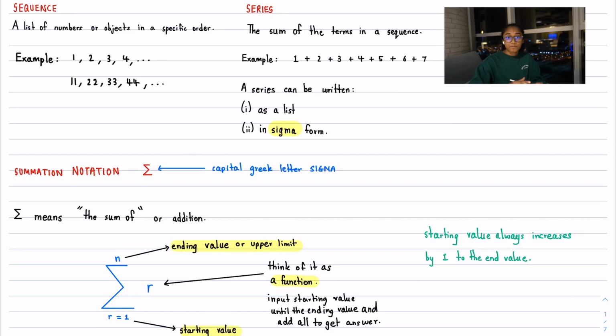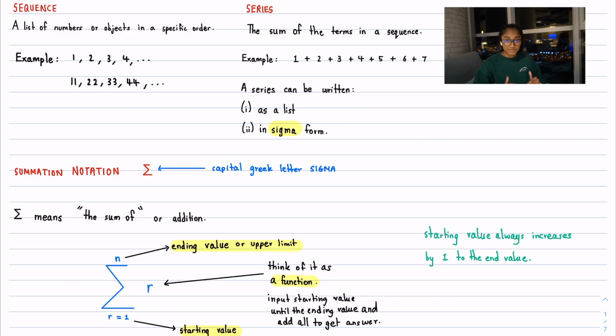So if it were to go up by 1, well it does go up by 1. But if it were to go into a function, let's say here, r is the function in this one. I want you to think of it as a function because what we're going to do is input the starting value, add 1 until we reach the ending value. In this case it's n. If you got confused just now, don't worry, we're going to go through some examples. But for now I want you to write this down and understand it.